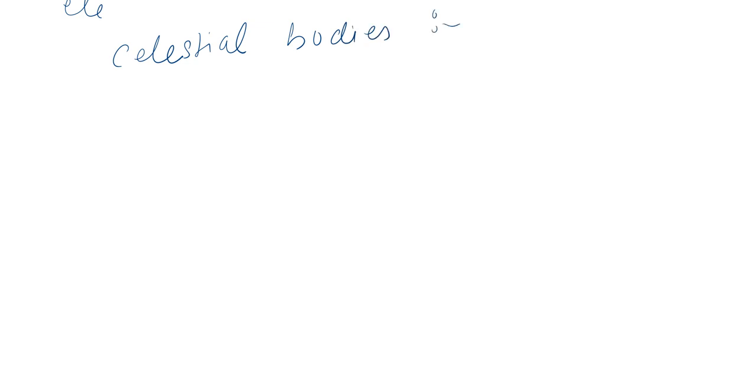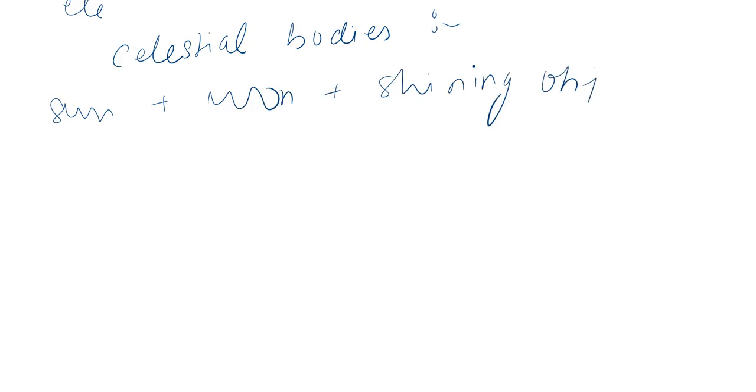So we will learn some definitions related to this chapter one by one. The first definition which we should know is: what is a celestial body? Any kind of object like the sun, moon, or any shiny object in the universe is what we call a celestial body.